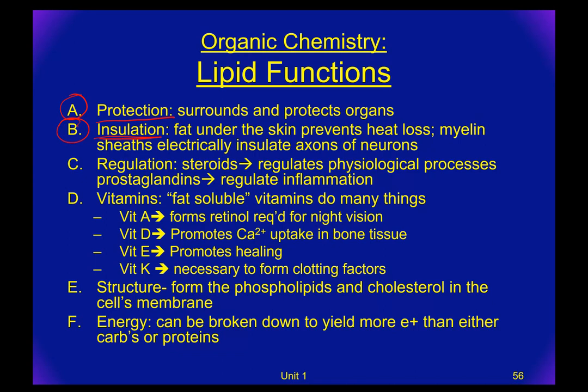2, insulation. Fat under the skin prevents heat loss. Now, everybody knows the skinny kid and the fat kid, and the skinny kid's always cold and wearing sweaters in 90-degree heat in summer in South Texas, and the fat kid's always like, oh my gosh, it is so hot.